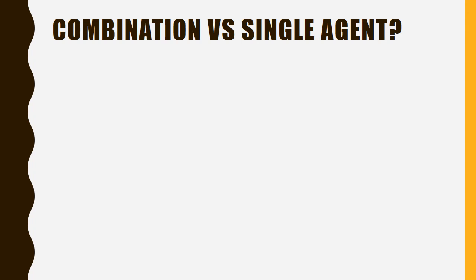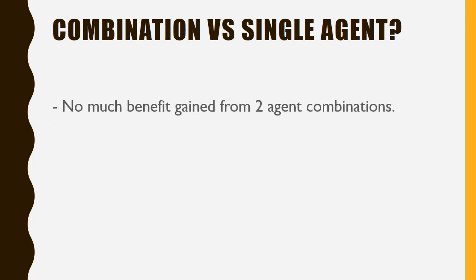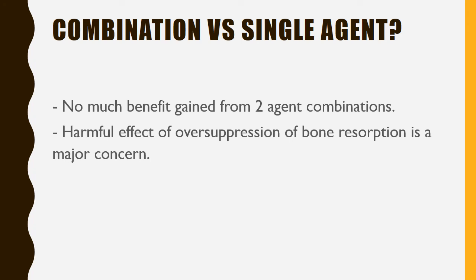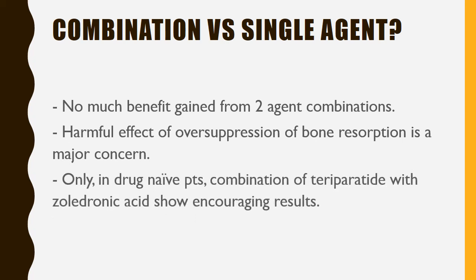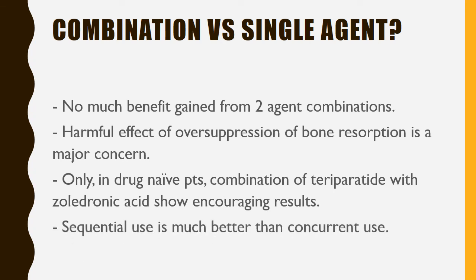Combination versus single agents. Not much benefit is gained from two agent combinations. The harmful effect of over suppression of bone resorption is a major concern. Only in drug naive patients, combination of teriparatide with zoledronic acid shows encouraging results. So only in naive patients is this the allowed combination. Sequential use is much better than concurrent use.